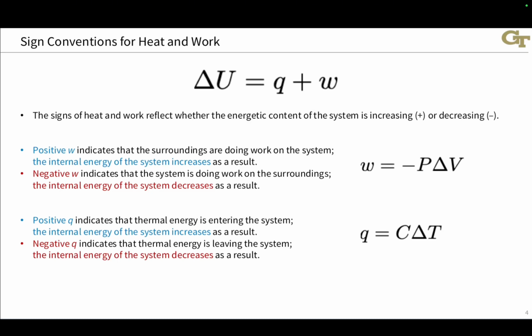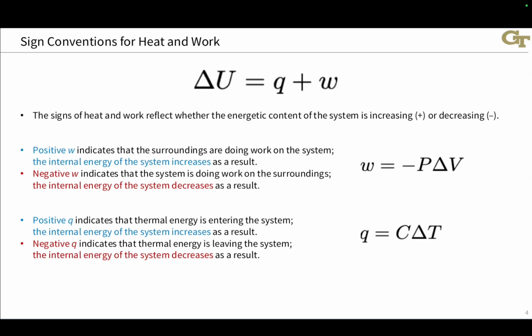The signs of heat and work in chemical thermodynamics always reflect the question of whether the energetic content of the system is going up or going down. When the energy content of the system is going up, heat and work are positive. When the energy content of the system is going down, heat and work are negative.